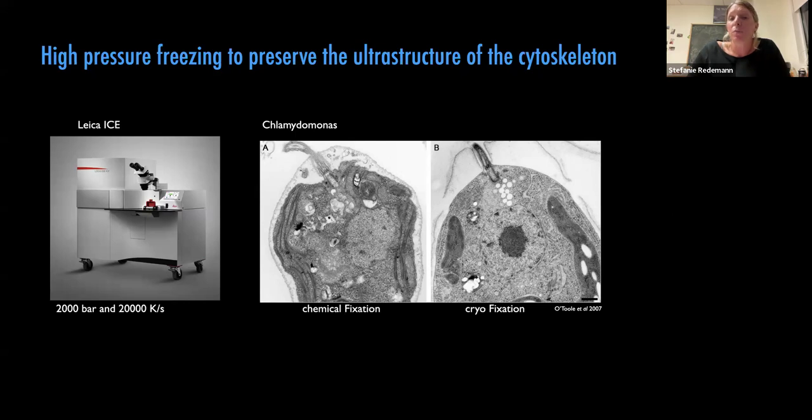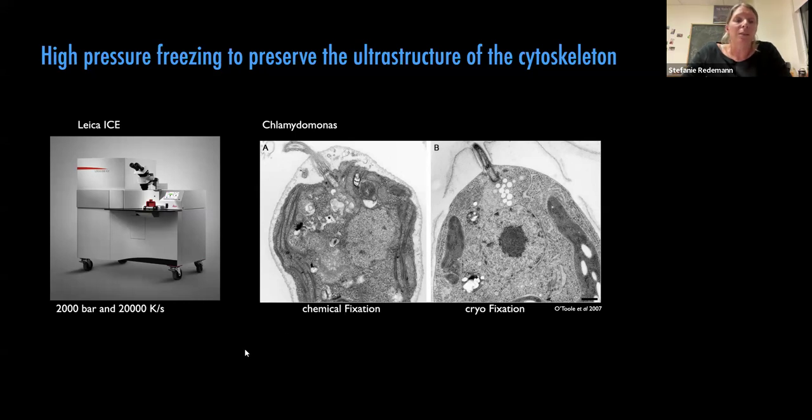elegans embryos, but it could be tissue culture cells. And so what we do is we do high pressure freezing, which really just means that the samples are very rapidly frozen under high pressure, so about 2000 bar with 20,000 Kelvin per second, to avoid formation of ice crystals, right? Which would be detrimental for the ultrastructure. And here you can just see a comparison. So this example is Monash, and you can have conventional chemical fixation for electron microscopy. And then if you look at the cryofixation, you can see that the structural preservation is much better.